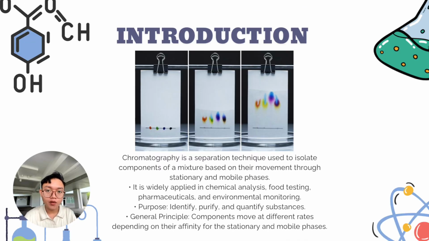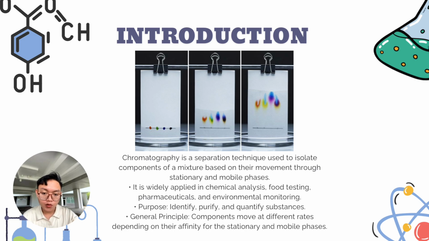So first of all, we look at what is chromatography. Chromatography is a separation technique used to isolate components of a mixture based on their movement through stationary and mobile phases. The stationary phase being the water, as we can see here, it's a solution, actually a chemical solution, and the mobile phase being the paper, as shown in the photo.